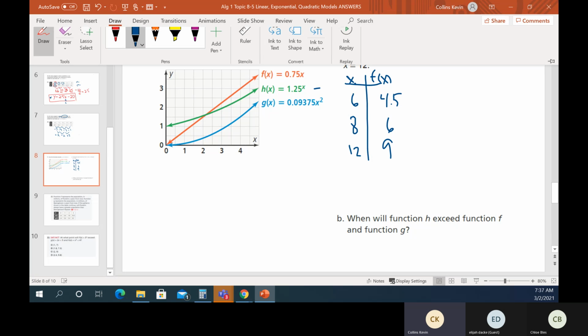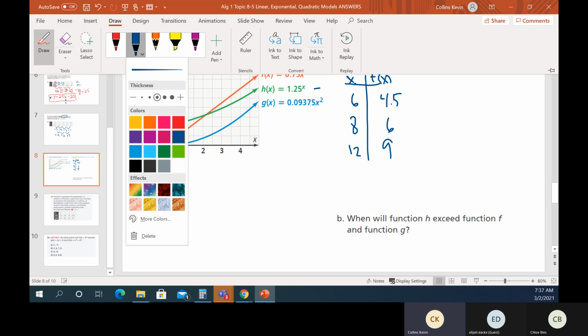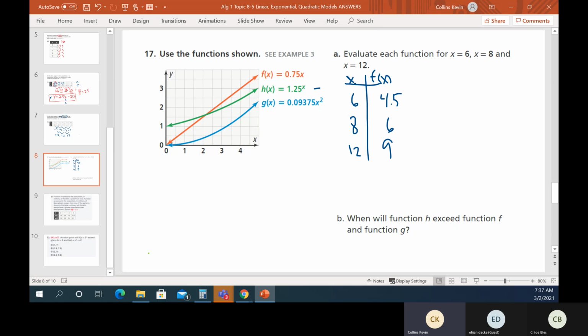Anyway. All right, so we'll color code the next guys. All right, so next guy is 1.25 to the x. So this will be x and f of x.